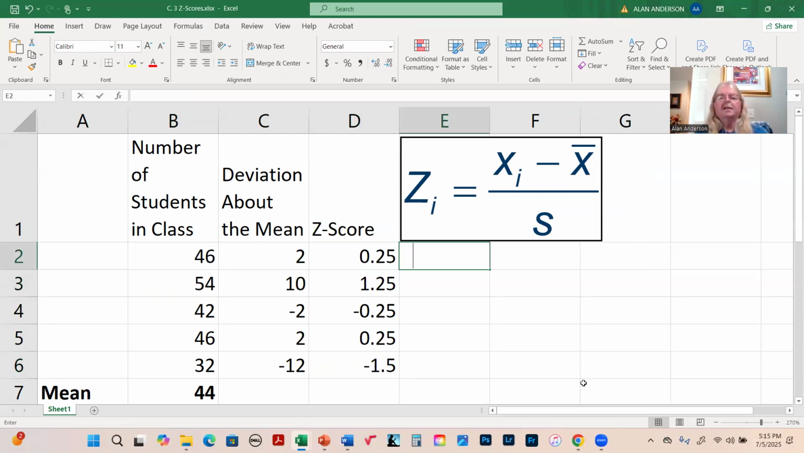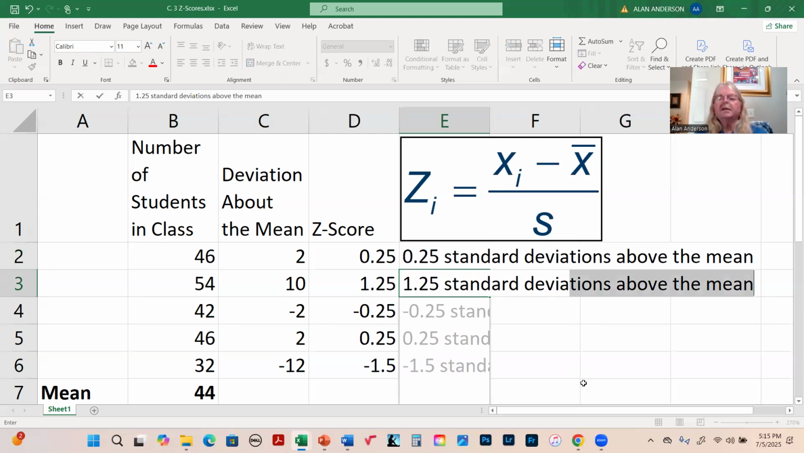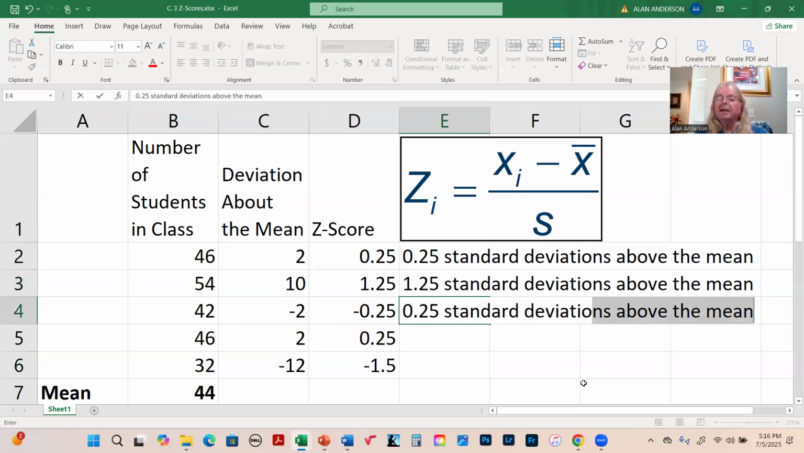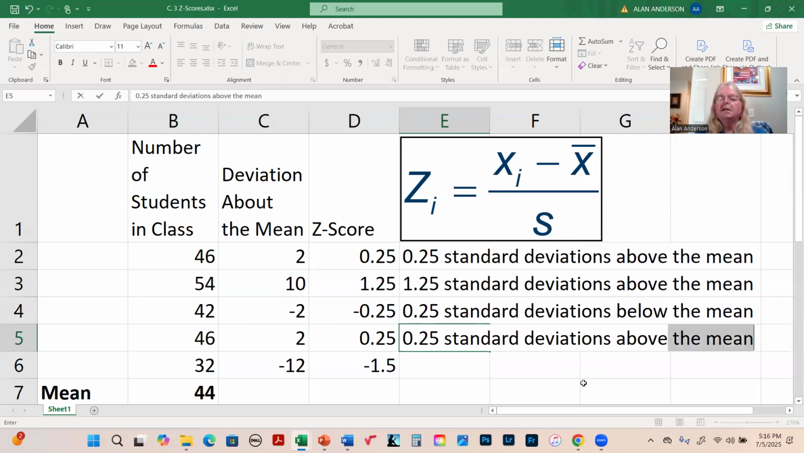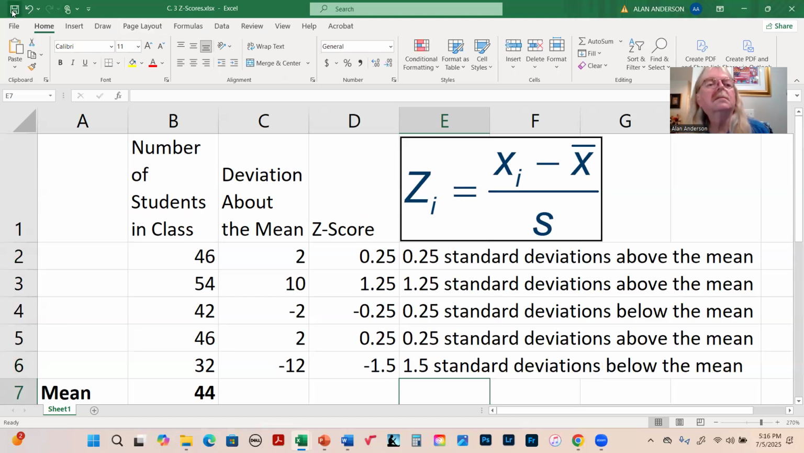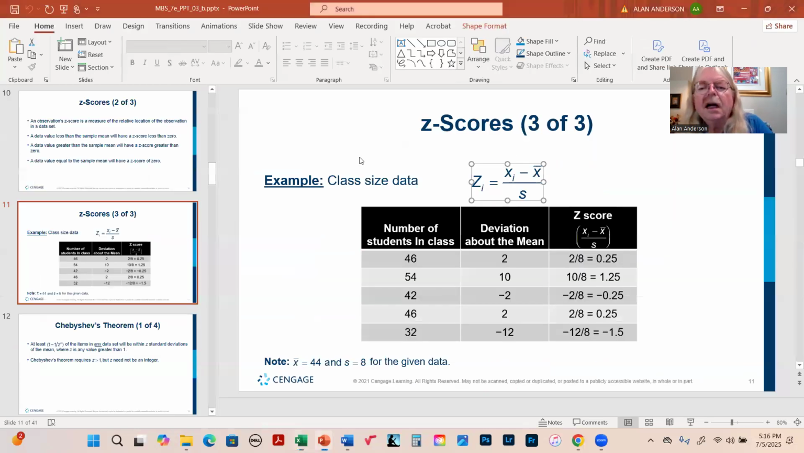So we interpret that as 0.25 standard deviations above the mean, 1.25 standard deviations above the mean, 0.25 standard deviations below the mean, 0.25 standard deviations above the mean, and then finally 1.5 standard deviations below the mean. I think that's all they're going to say.